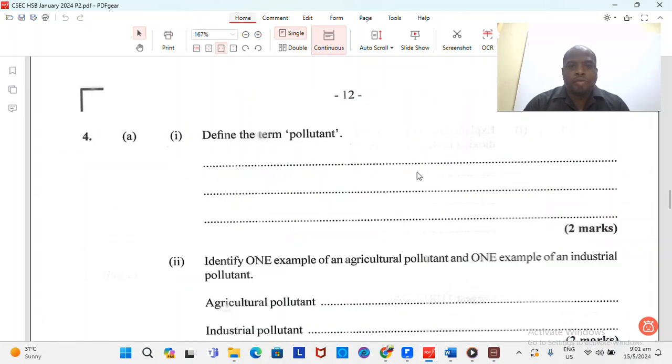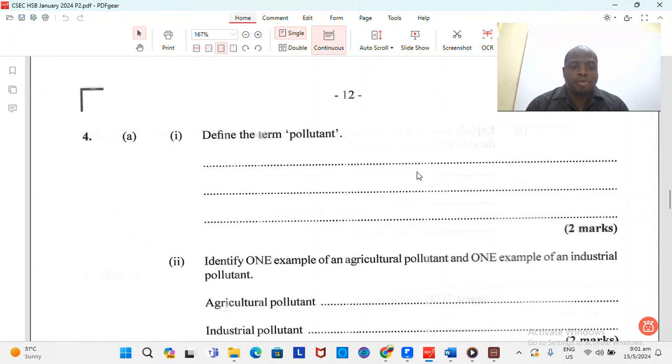All right, so we are continuing our preparation for the HSB, Human and Social Biology exam. And we want to look at question 4 for the 2024 January paper 2 exam.